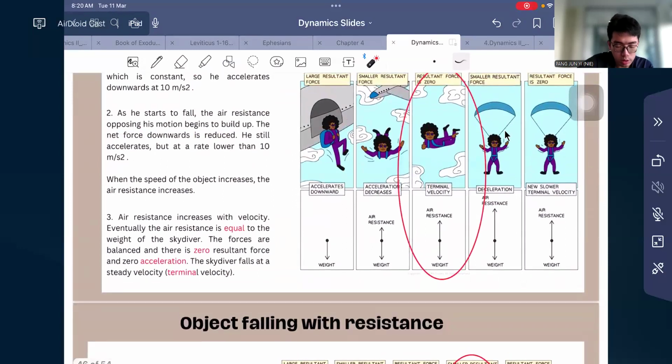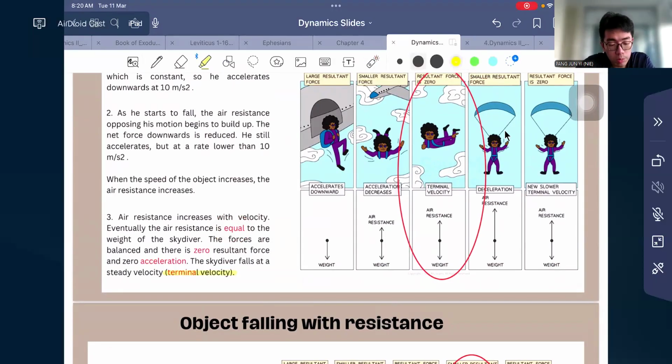Eventually, the air resistance is equal to the weight of the skydiver. This means that the forces are balanced: upward force equals downward force. There is zero resultant force. So when there's zero resultant force, you have zero acceleration. So the skydiver will fall at a steady velocity, and this is what we call the terminal velocity.